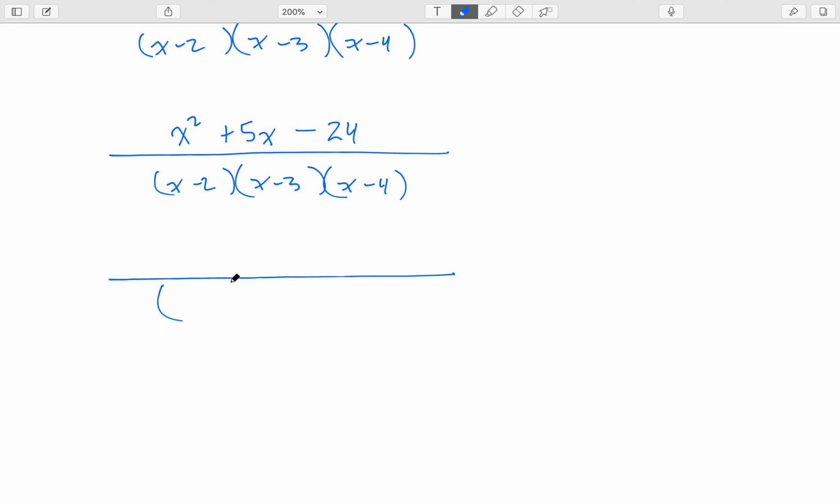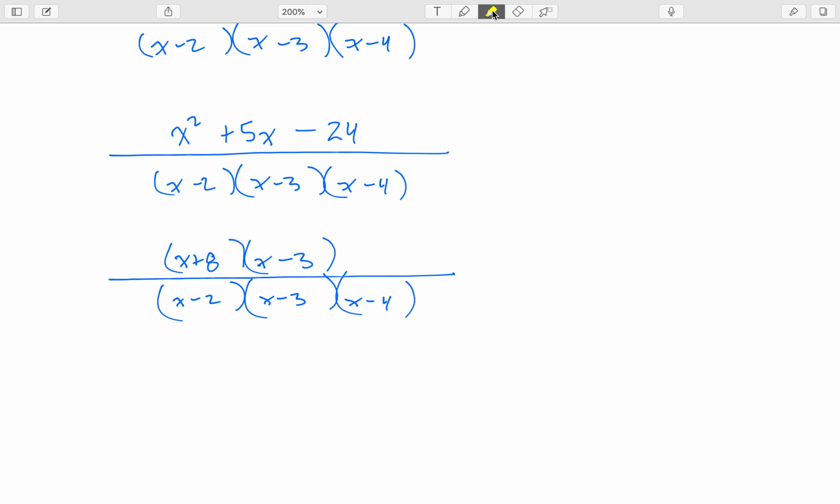Once again, okay, let's do the bottom first. x minus 2, x minus 3, x minus 4. I'm being rigorous. I'm showing this every step because it's still there. The top is going to factor into 8 and 3, so positive 8. x plus 8, x minus 3.